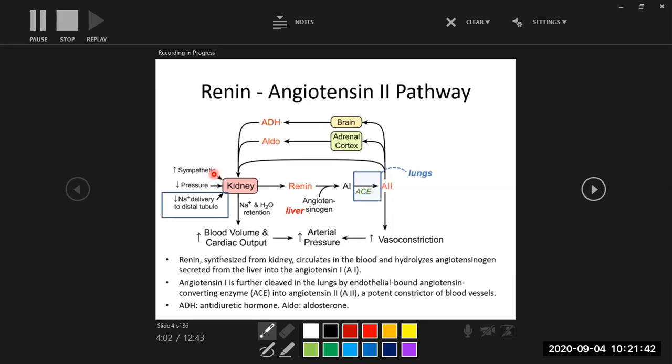However, we didn't talk about this one here. The low sodium delivered to the distal tubule. That's what we are going to talk about today, and that's what's happening here. When the sodium level is low in the tubule going through this macula densa, the macula densa can detect it, and that can also trigger the kidney to release renin and to trigger this pathway.